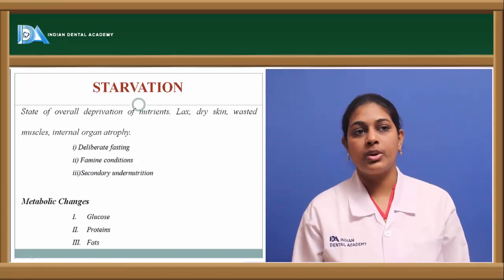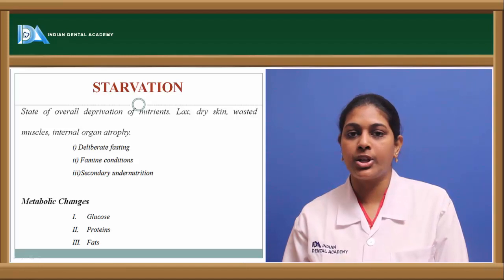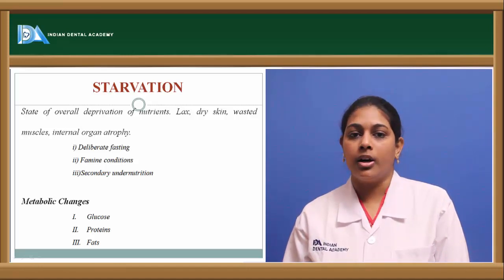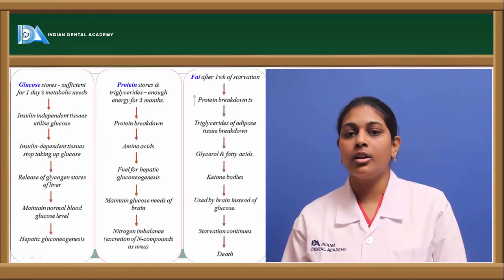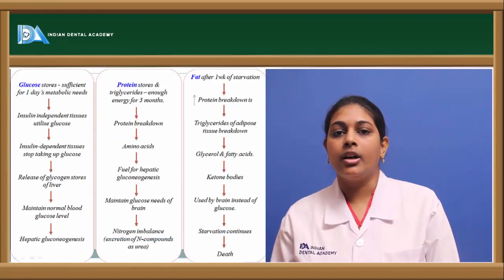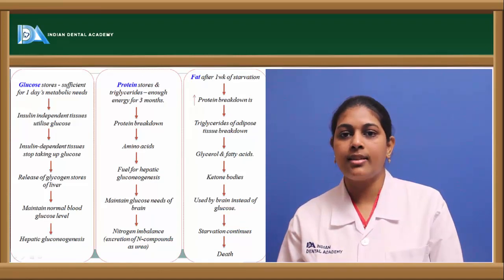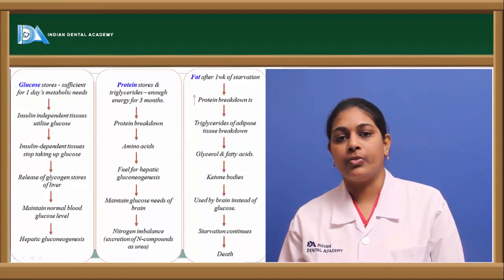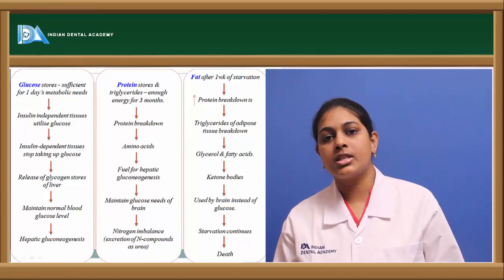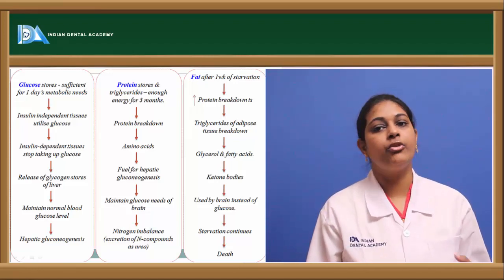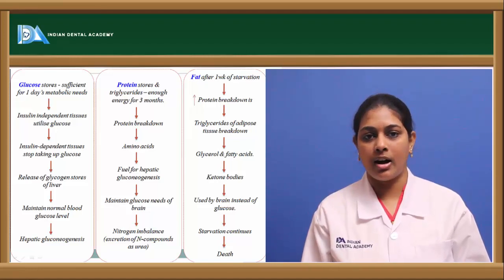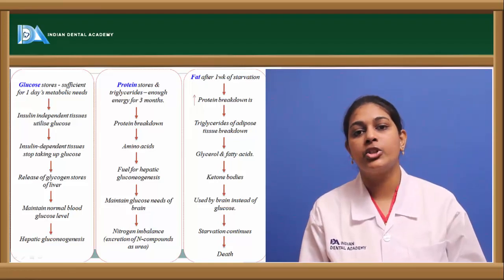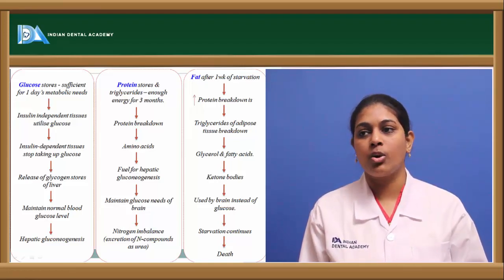Coming to the changes we see in starvation, they are the metabolic changes, and they are broadly classified into the metabolic changes concerned with glucose, proteins and fats. In glucose, in conditions such as starvation, the glucose stores which are present within the body, when the patient starves or is fasting for a day, are enough for one day. These glucose stores can compensate the patient during the time period of fasting. So they are sufficient if the patient is fasting only for one day.